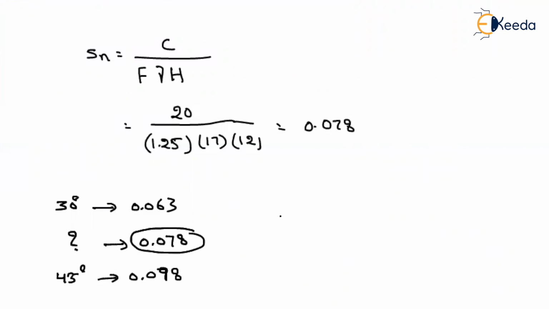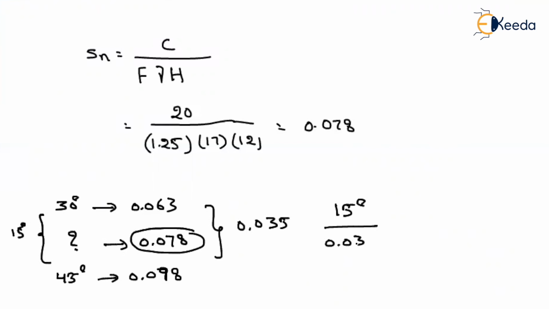How do we proceed there? We have to take the slope of those two. As nothing is mentioned, let us assume that these two are varying linearly. Then how do we proceed? What is the variation between these two? 15 degrees. For 15 degrees, what is the variation between these two? 0.098 minus 0.063, that means 0.035. So for 15 degrees, the variation is 0.035. Let us say we are finding up to x.